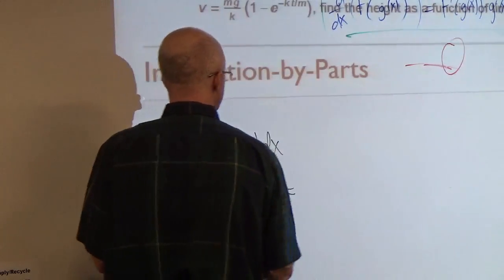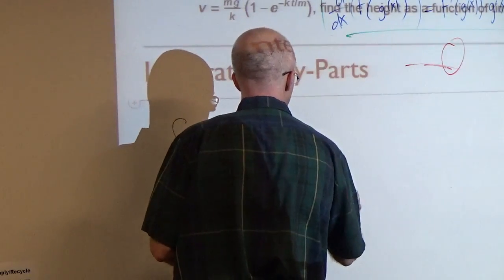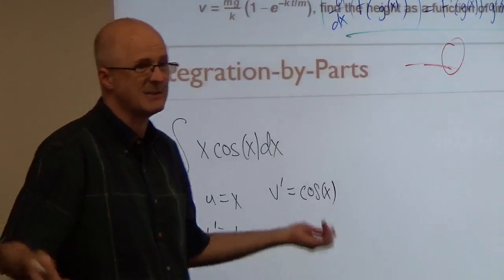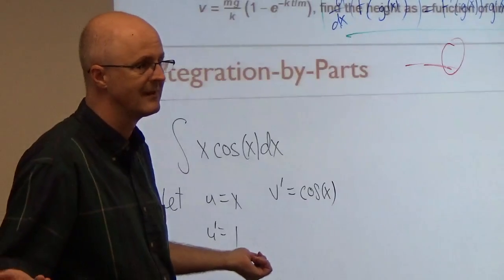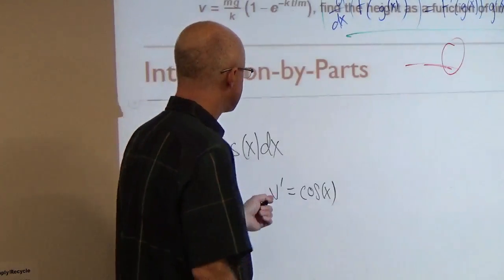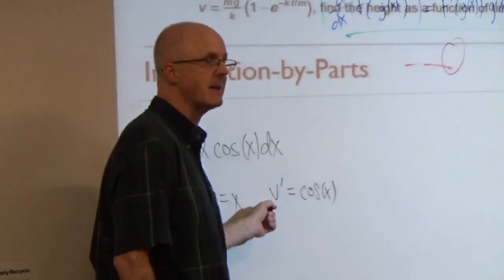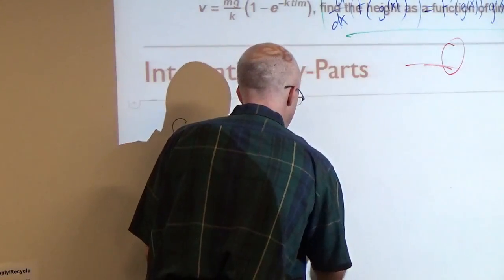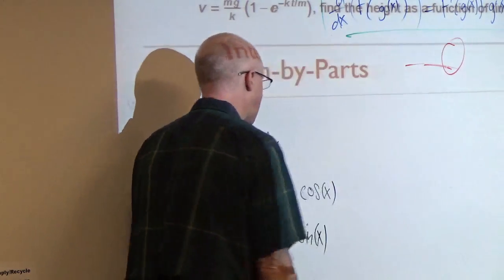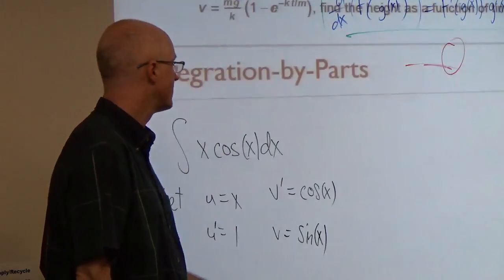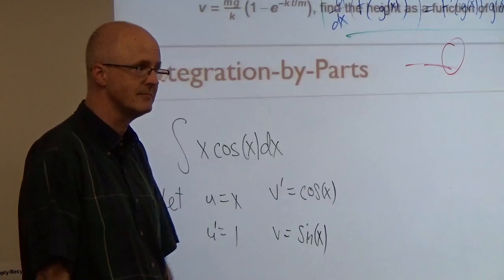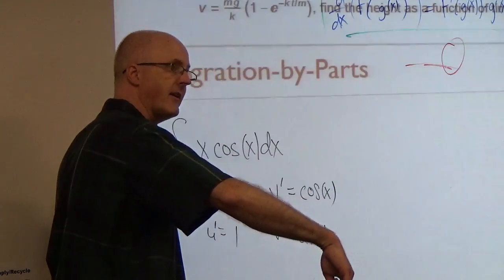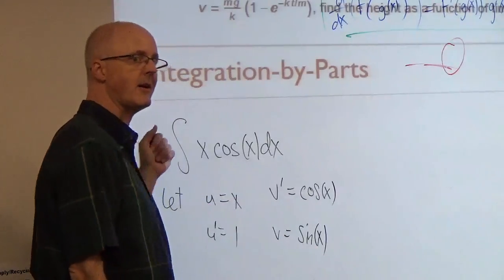v prime must be the other thing, cosine of x. If you had let u be cosine of x, u prime would have been negative sine x, which is not any simpler. You also, as a general rule, want v prime to be something that's not too hard to integrate. And in fact, yes, that's the case here. We can integrate cosine of x to get sine x. Do you need a plus c? Actually, you don't. This is an indefinite integral, so we're going to tack on a plus c at the very end. But we don't need one in our intermediate steps.